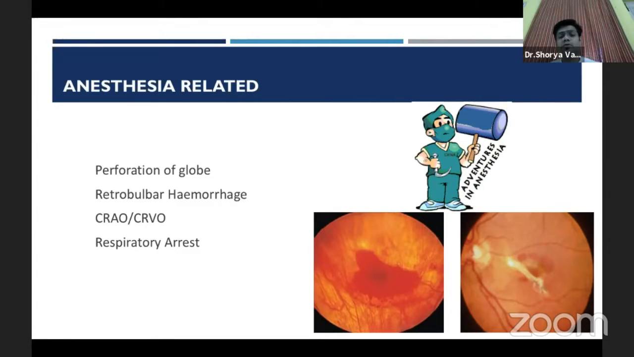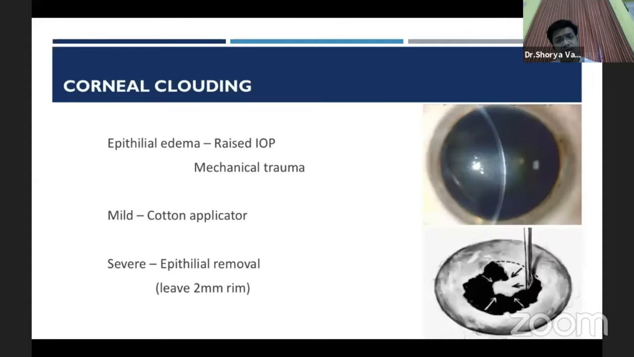In cases of perforation of the globe, you might just want to postpone the surgery, or else go in and do a vitrectomy. In cases of retrobulbar hemorrhage, you need to assess whether it is a venous bleed or an arterial bleed. In a venous bleed, you might just apply a tight pressure bandage, but in an arterial bleed, you will have to release the pressure, and you might have to do a canthotomy. CRAO and CRVO are best prevented, and in cases of respiratory arrest or any other systemic complications, it is best to consult an anesthetist.